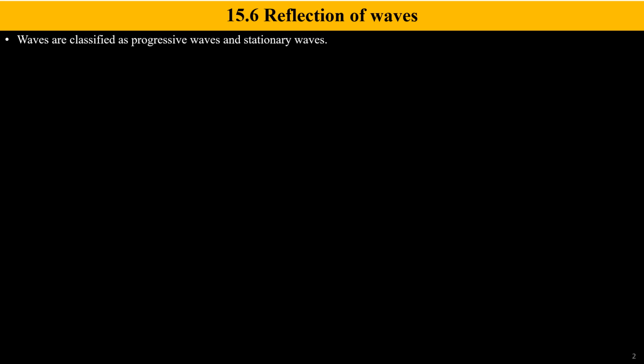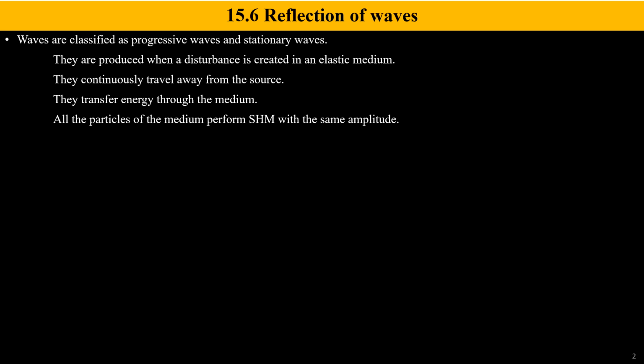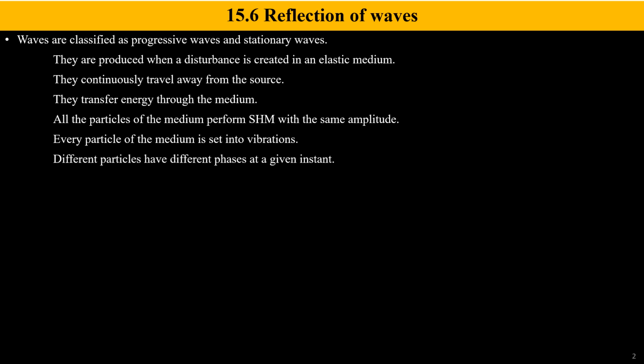Waves are classified as progressive waves and stationary waves. Progressive waves are produced when a disturbance is created in an elastic medium. They continuously travel away from the source, with transfer of energy through the medium. All the particles of the medium perform simple harmonic motion with the same amplitude. Every particle of the medium is set into vibration, and different particles have different phases at a given instant.